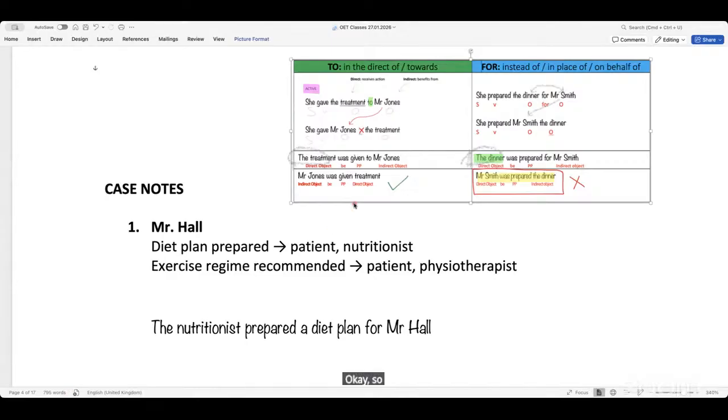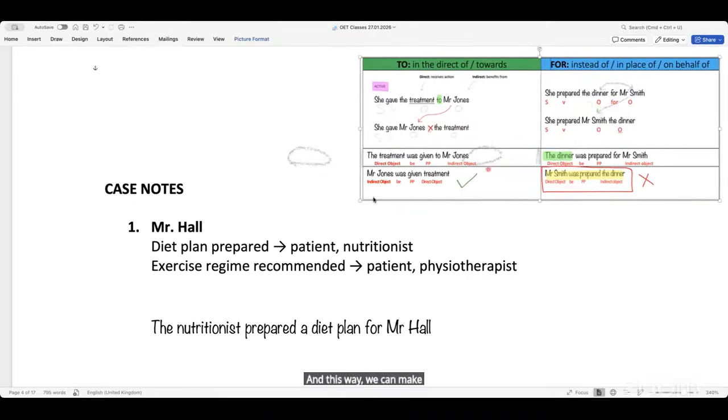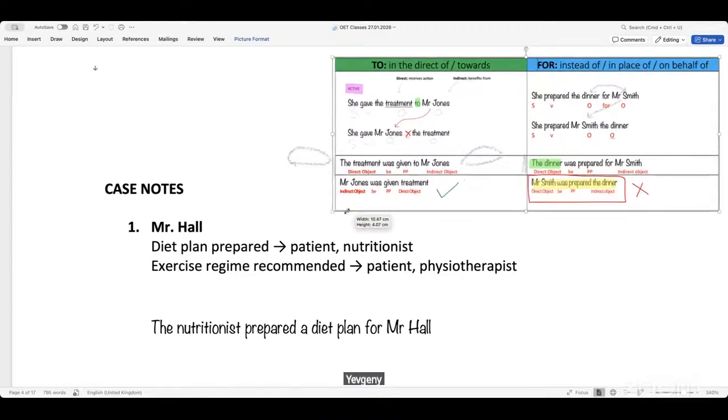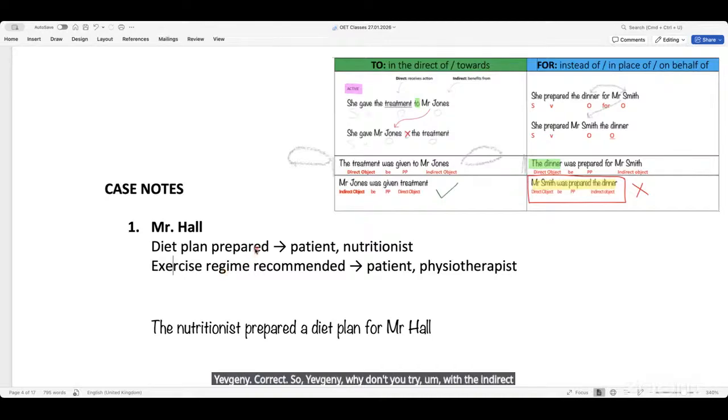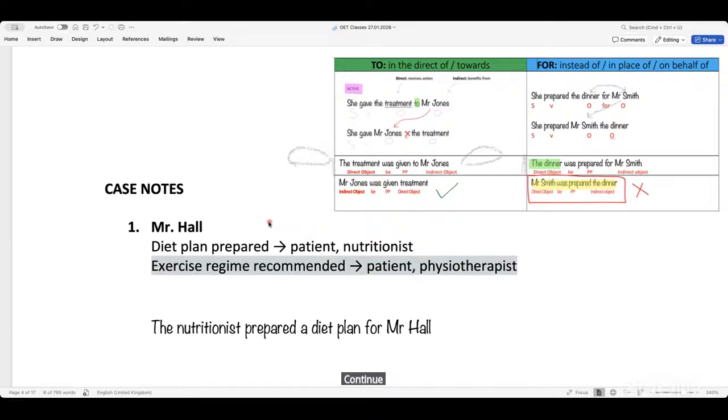Okay, so I'm reading your sentences now. I'm looking for errors. I'm looking for people who don't quite understand. This way we can make sure that everyone is understanding, okay? Yevgeny, correct. So Yevgeny, why don't you try with the indirect object now? Because it's the best option. Yeah, or even, guys, if you get bored, you could try this one as well. You can change. So don't get bored. If you want to keep writing, continue to write.